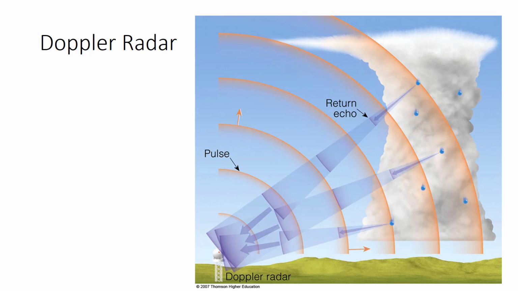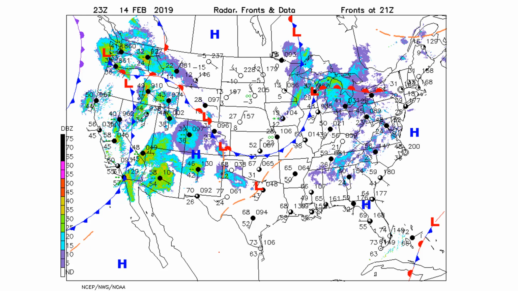And then the frequency of the return echo, the amount of return echo, and the way that the frequency has changed can all indicate, one, how big are the raindrops, how fast are they falling, where is this all moving? And so that can then help us identify the location and intensity of rainfall. And then all of this information is then plotted on maps that look like this one.